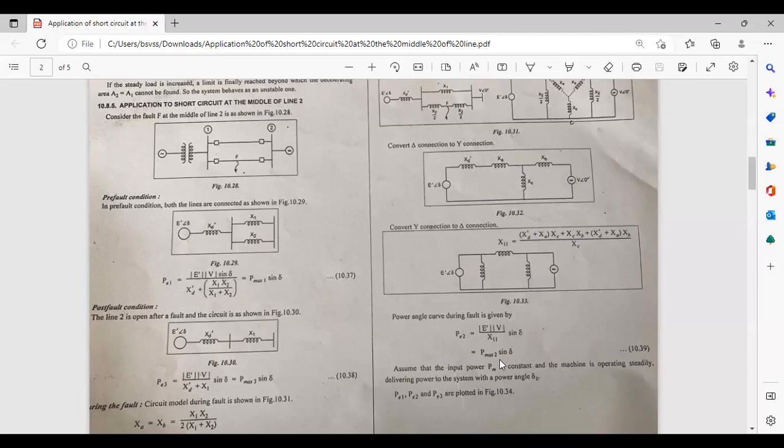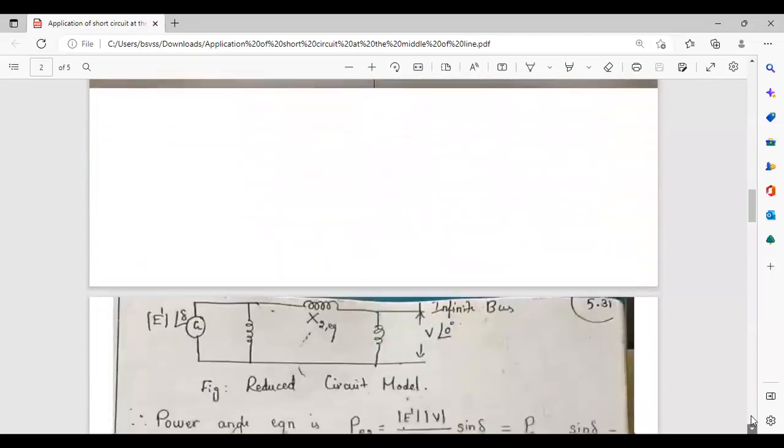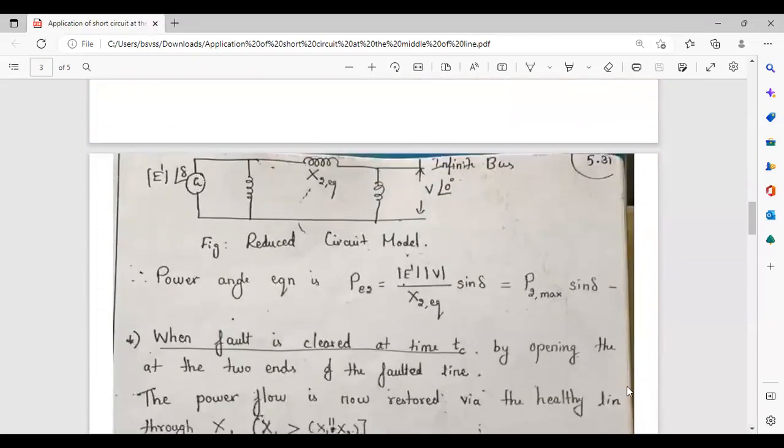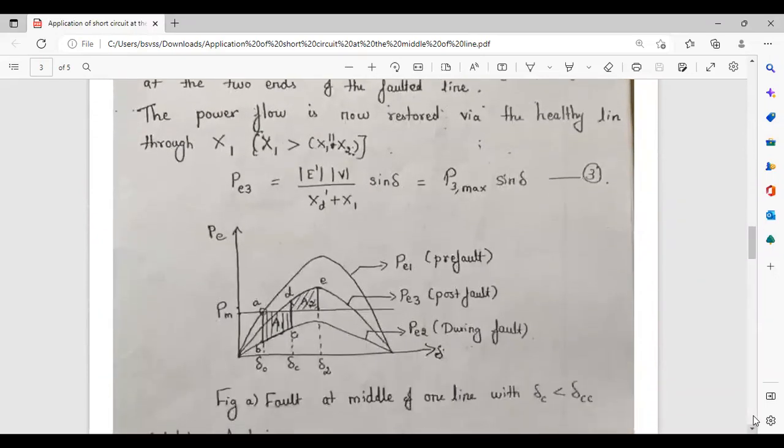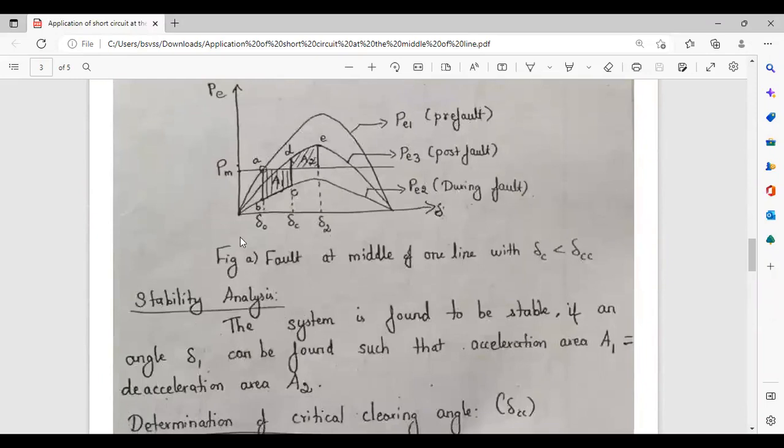So this can be written as P max 2 into sine delta. During all the three conditions, that is pre-fault condition, post-fault condition, and during fault condition, we have calculated the output power PE2. And for this, we can draw the power angle curve. Here the power angle curve is drawn between PE and delta.